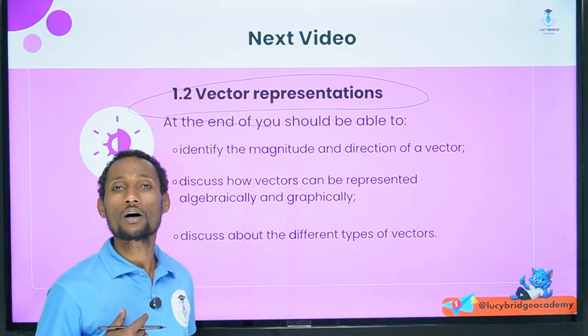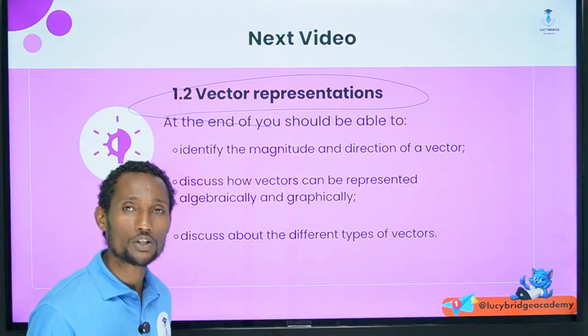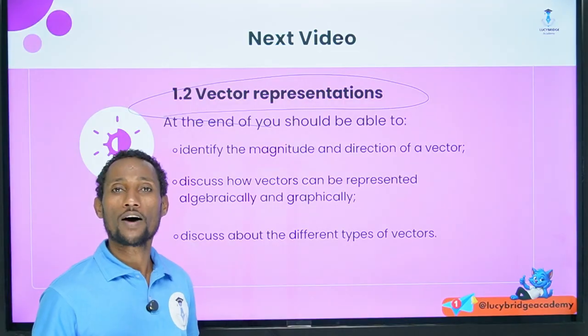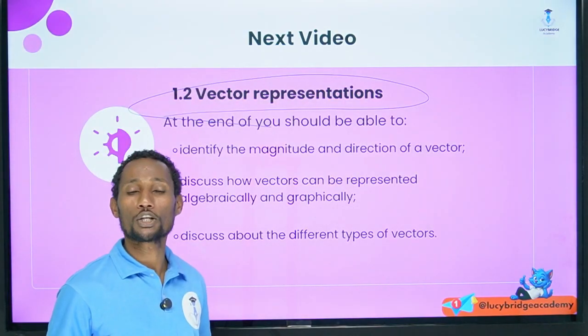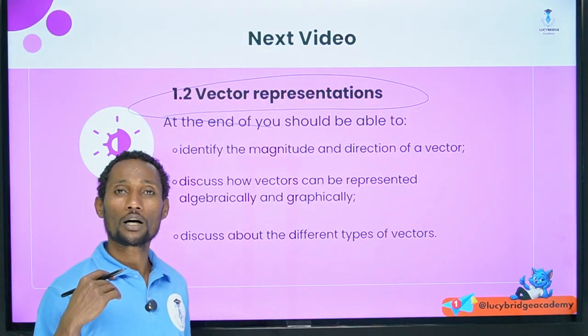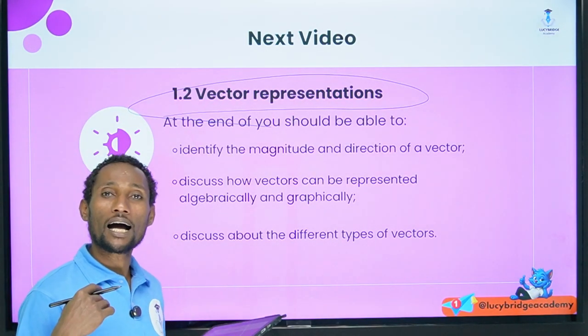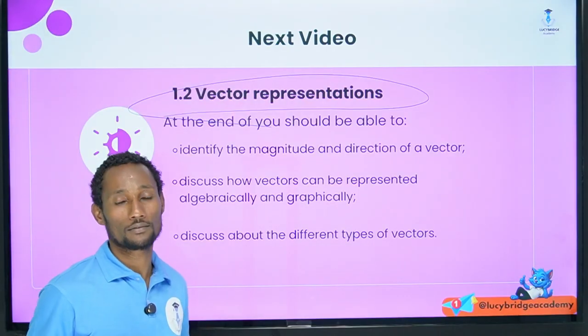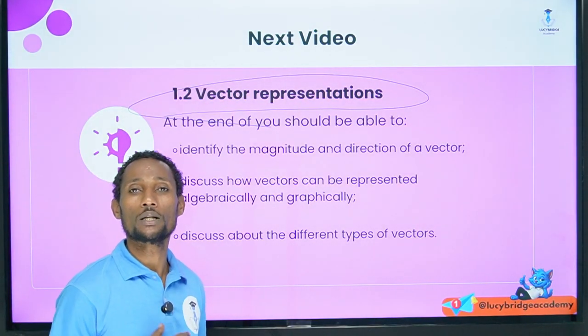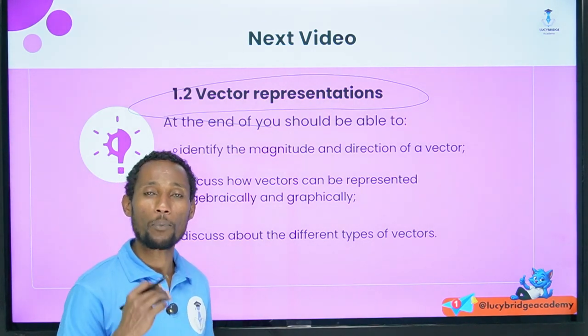At the end of this lesson, you have to be able to identify the magnitude and direction of vectors, and also to represent vectors.